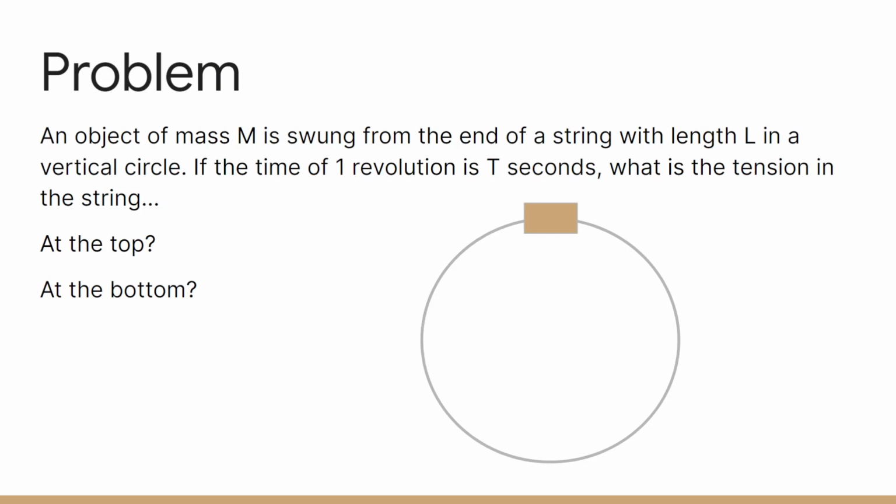So as you can see, here we have a problem regarding centripetal acceleration and centripetal forces. We have an object of mass m swung from the end of a string with length L in a vertical circle. If the time of one revolution is 2 seconds, what is the tension in the string at the top and at the bottom? So notice that this is going to be a problem on uniform circular motion.